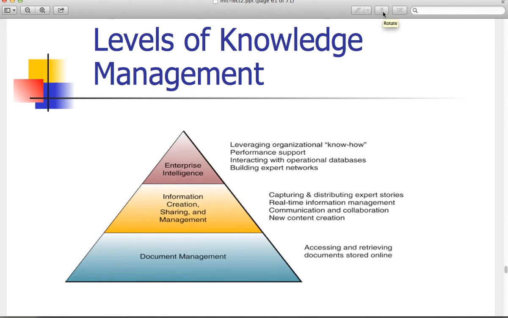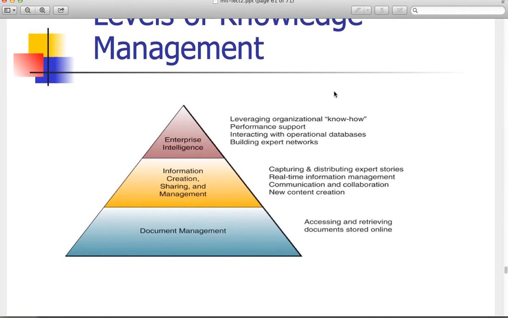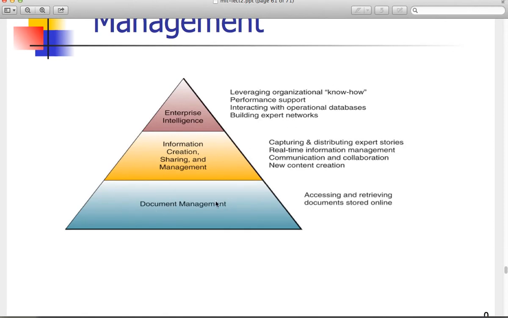So this is the levels of knowledge management. During the attendance, you were probably staring at this, maybe not. But what we've got down here is the document management at the lowest level. And this is what I say about capturing sales receipts or capturing data that's been performed by your employees. Not doing very much with it. You're just capturing it. So the document management, accessing and retrieving documents shared online. A lot of companies only get this far. They don't actually get further on this.